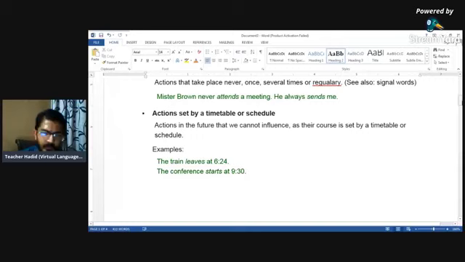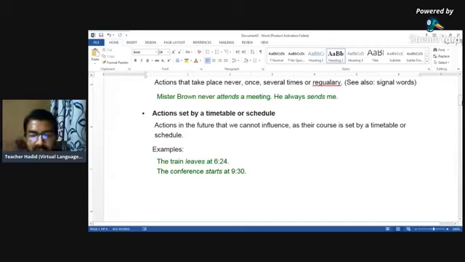You can say the train leaves at 6:24, or tomorrow the meeting starts at 9 o'clock. Yeah, tomorrow the meeting starts at 10 o'clock. When you talk about events which are going to happen and it is already in your timetable, you have already decided, it is already planned. So when you talk about your timetable, when you talk about the events that are going to happen in your timetable in the near future, you can also use present simple tense to talk about it. When you talk about events that are going to happen and you have planned for them, you can also use present simple tense.